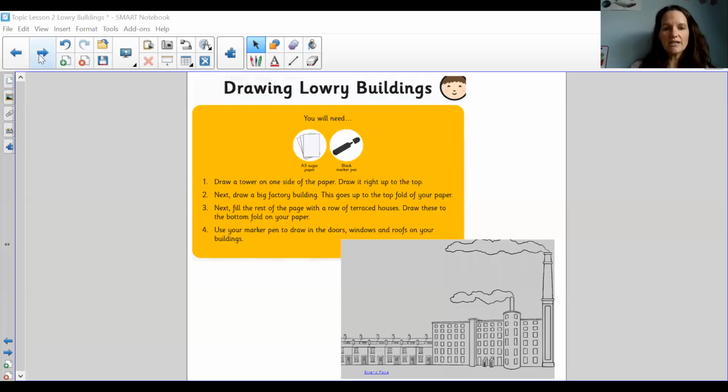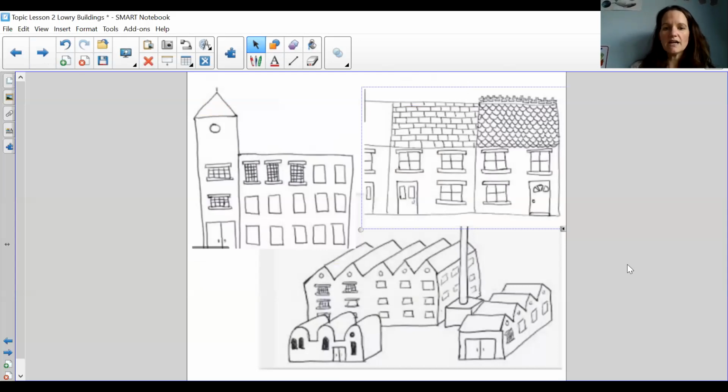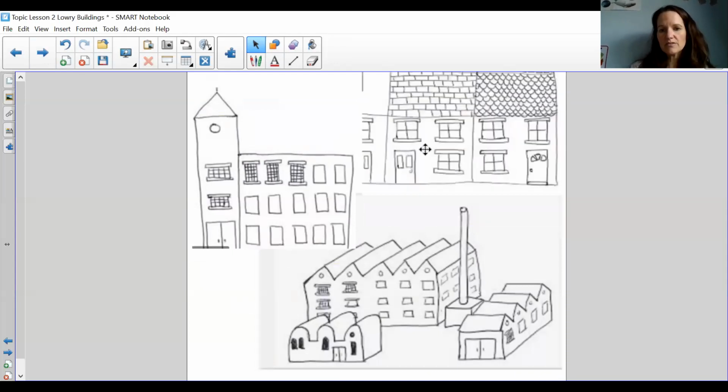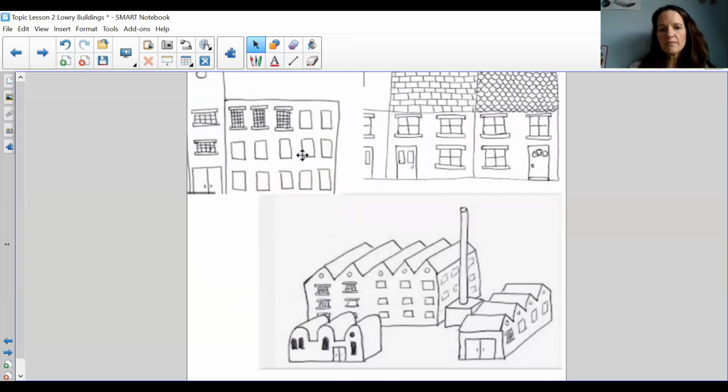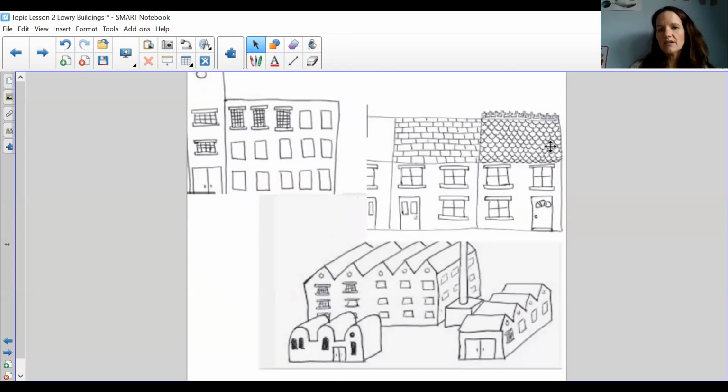So if we look back here, here are some other drawings that children have done. So we've got sort of a tower, and then a block of a building, and we've just put in rectangles for windows. Down here, sorry, move that one up. We've got sort of a factory with a tower, and you can see the shape. There's lots of triangles, and then a simple one here. We've got different roofs. This is a brick roof and windows.